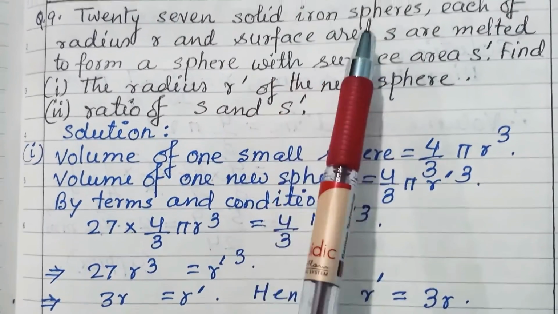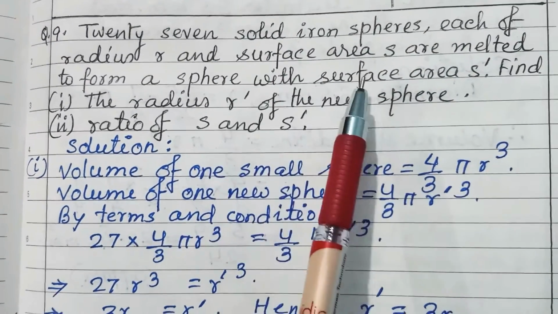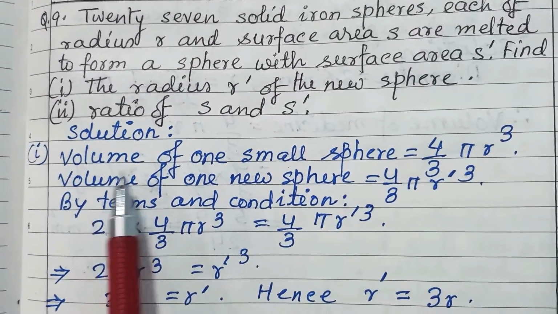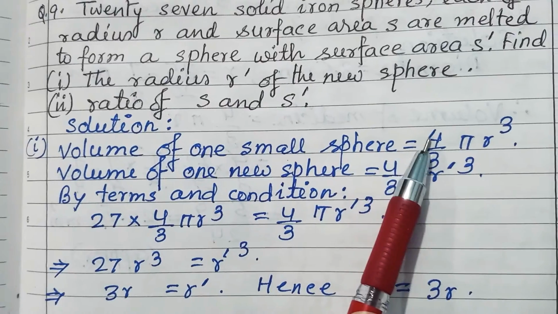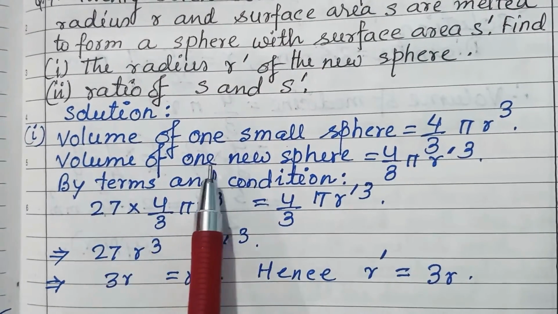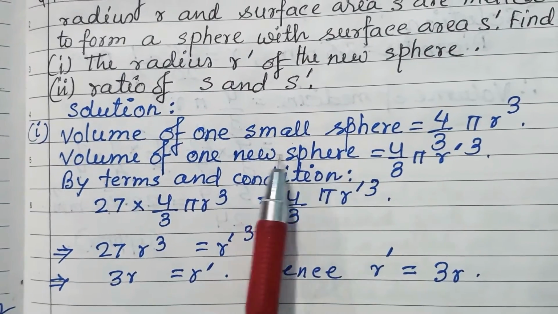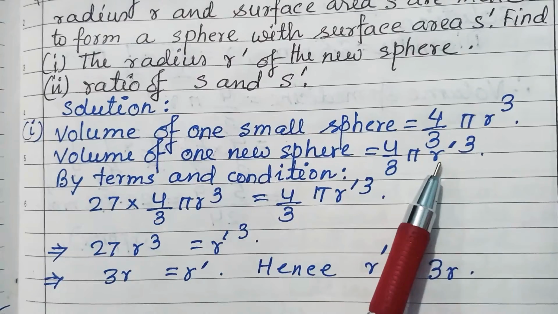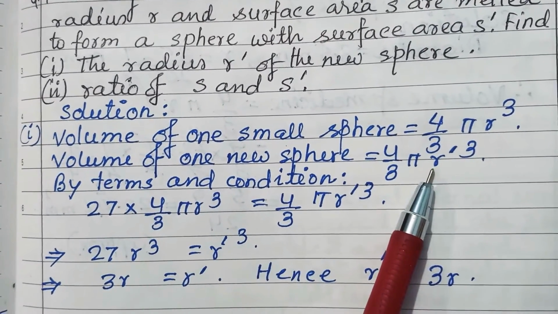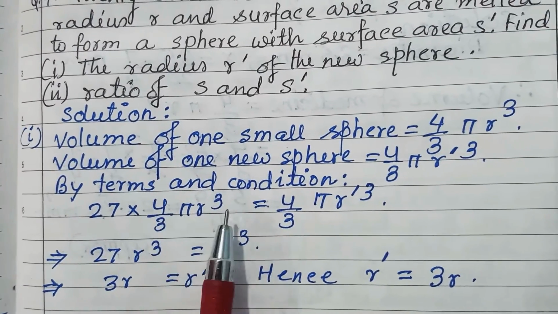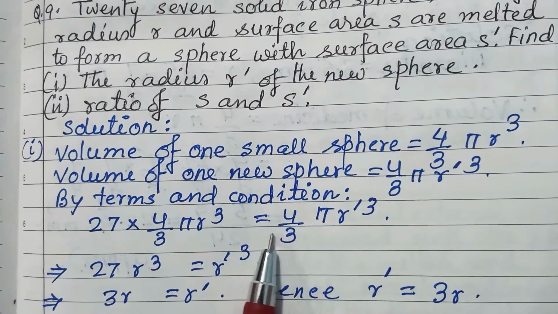27 solid iron spheres are melted and recast into another big sphere. For that, the volume of one small sphere is 4 upon 3 pi r cube, where r is the radius, and the volume of the new big sphere is 4 upon 3 pi r dash cube, where r dash is the radius of the big sphere. The volume of 27 small spheres is equal to the volume of the big sphere.